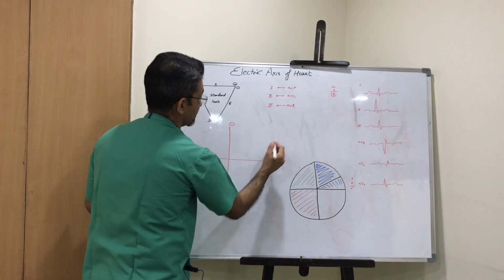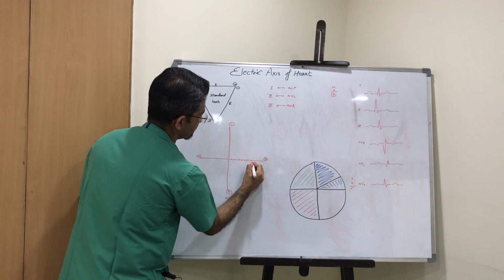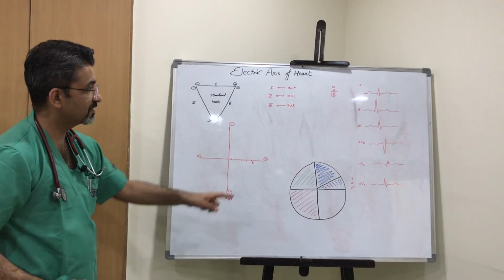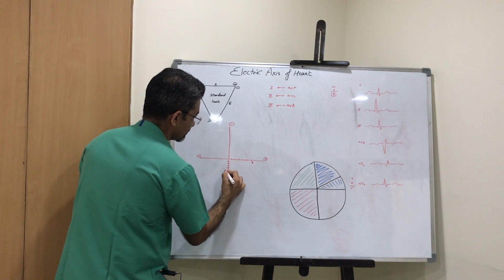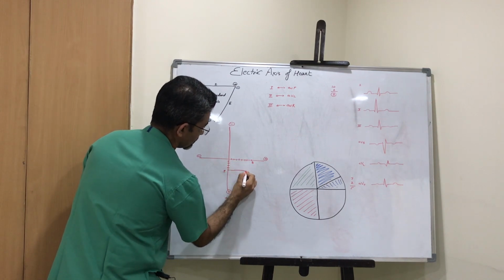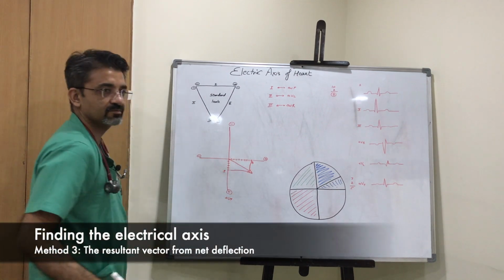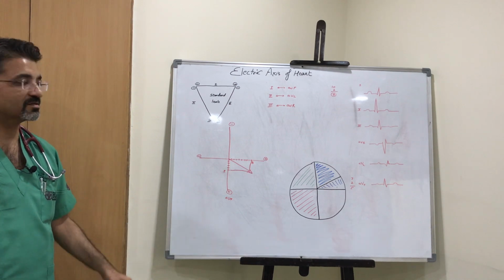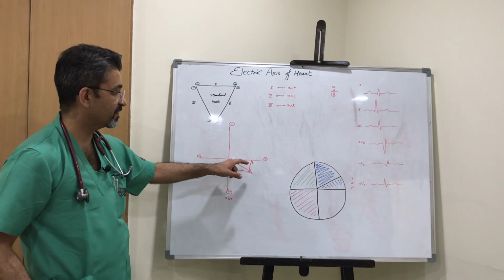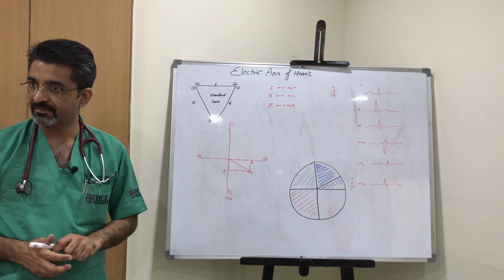In lead 1 we have 8: 1, 2, 3, 4, 5, 6, 7, 8. In lead AVF we have 5: 1, 2, 3, 4, 5. Resultant vector, this. Got it? So that's the way of calculating exactly where my QRS is pointing.